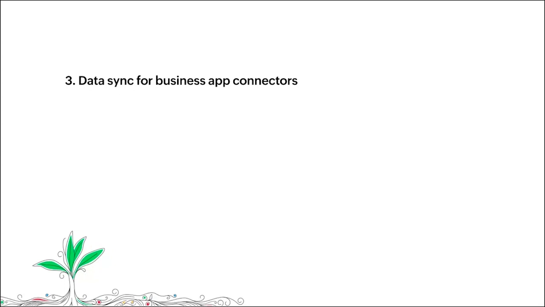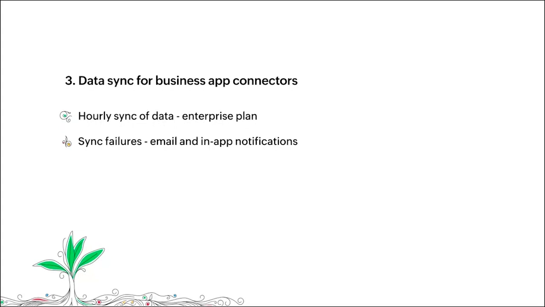So these are a couple of data sync updates. The enterprise plan now supports data sync from business applications every 1 hour. So you can also choose the modules and fields that you want to sync, and this makes sure that your insights are up to date and relevant. And in case of any sync failures, you will get notified via email or through in-app notifications to bring your immediate attention to them. As a third point, the data sync history will now be retained for the last 45 days in the form of a calendar.